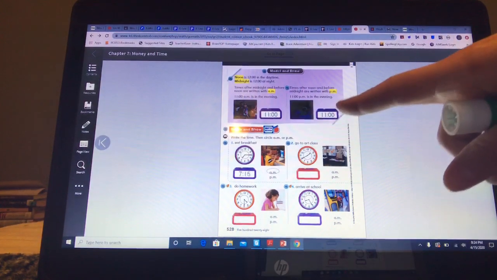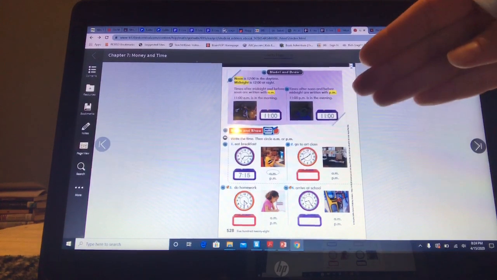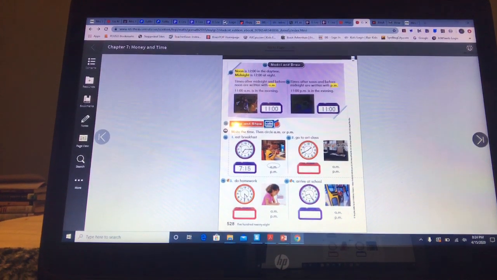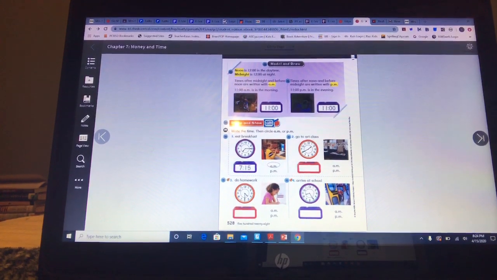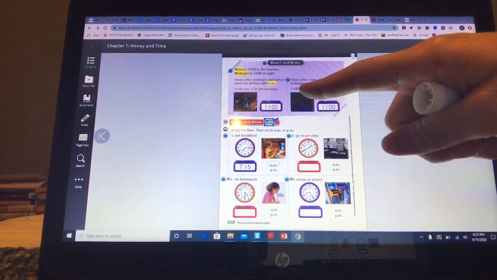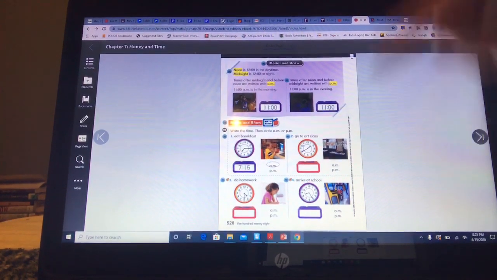But here it says times after noon, once the noon whistle has blown and it's 12 o'clock noon, and before midnight are written with PM. So that's lunchtime, and throughout the afternoon and throughout the evening, and when we're getting ready for bed, that's all PM. 11 PM is in the evening, all the way till midnight.